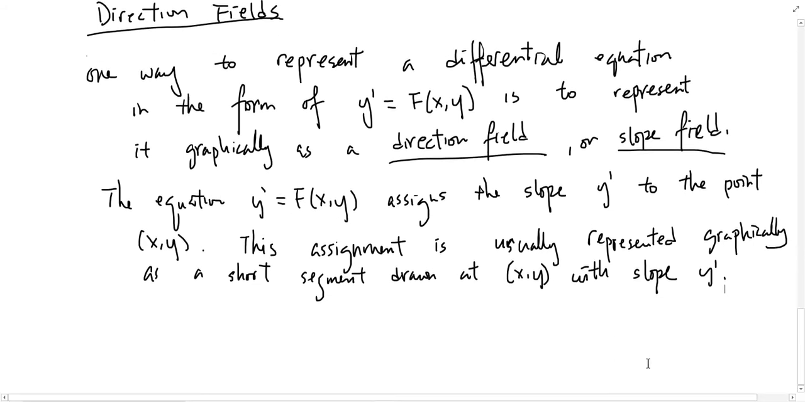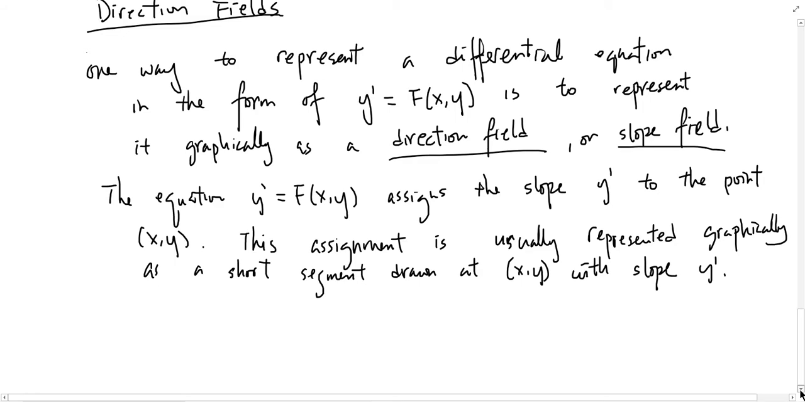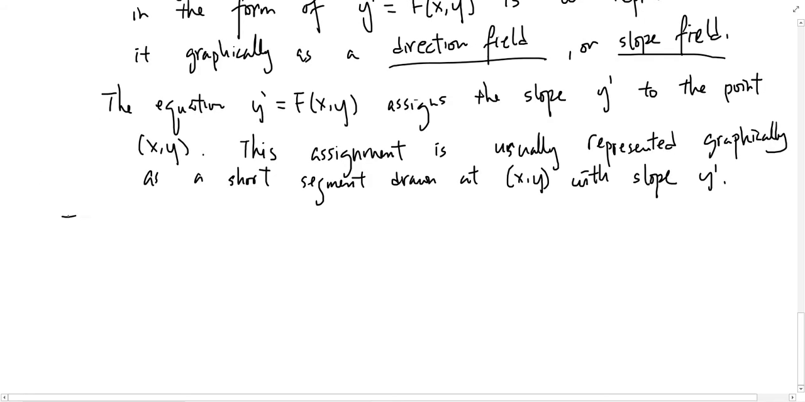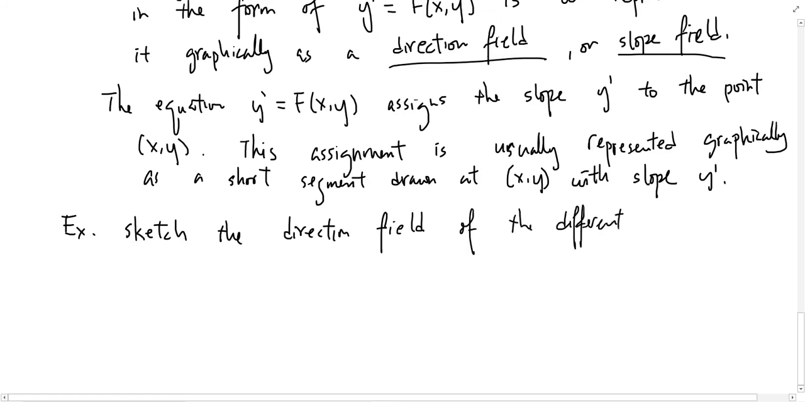Now I'll show you a very simple example just to illustrate this concept. Here's an example that some of you will remember doing in BC Calculus. Let's say, sketch the direction field, or if you want, you can call it the slope field, of the differential equation. When we present the differential equation, I must define the slope, or the derivative, equal to some function of x and y. So in this case, I'm going to say dy over dx, which is basically our y prime, is equal to negative x over y.